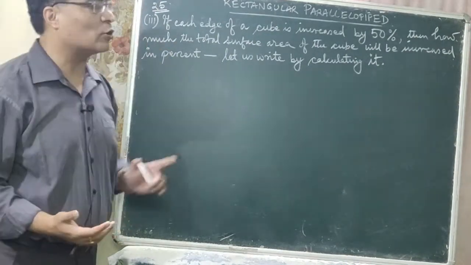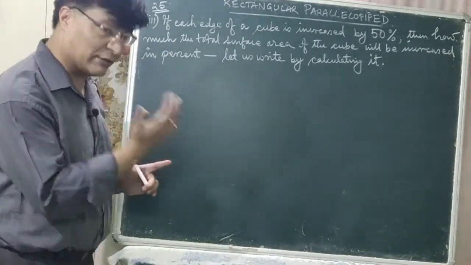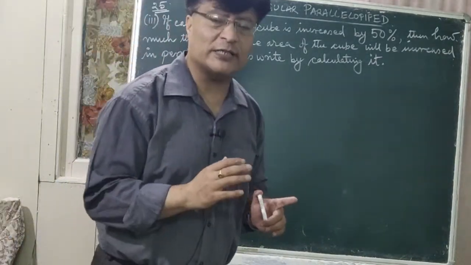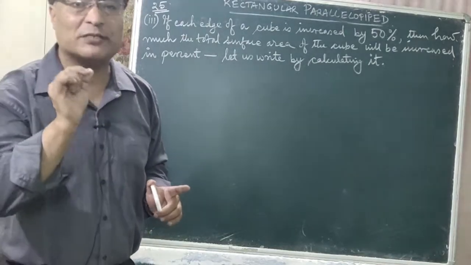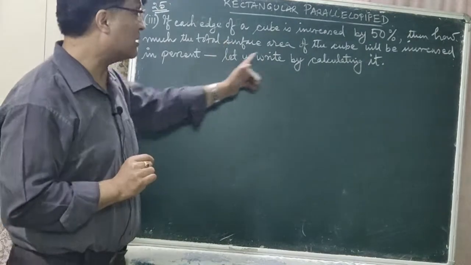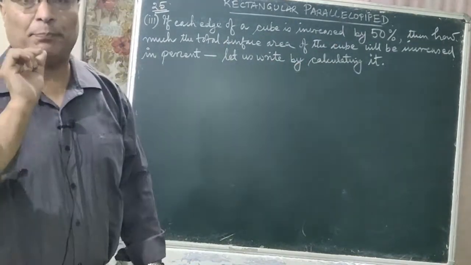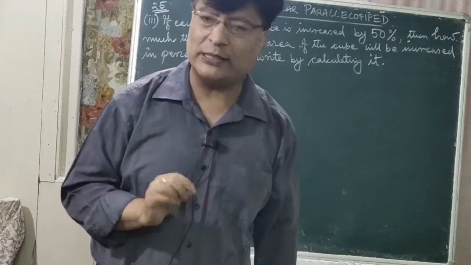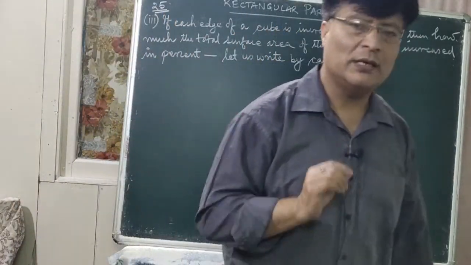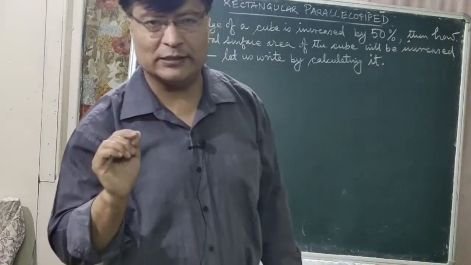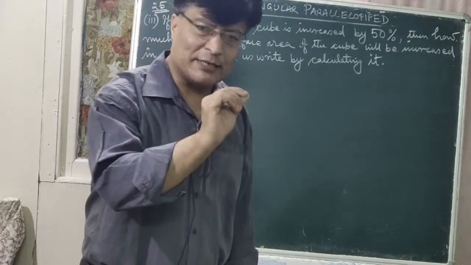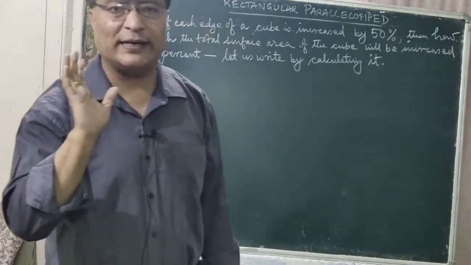Then how much the total surface area of the cube will be increased in percent? You have to find out how much the total surface area of the cube will be increased in percentage. Percentage means out of 100. The percentage भनेको आउट अफ 100, जस्तै 50% भनेको 50 out of 100, 70% भनेको 70 out of 100, like that.